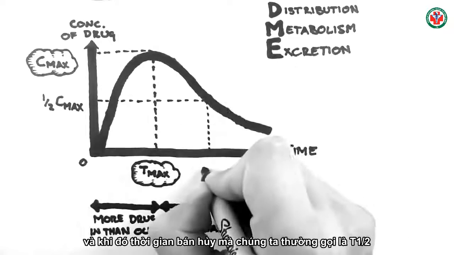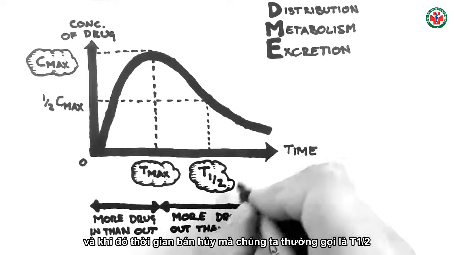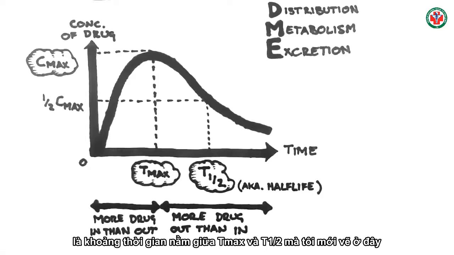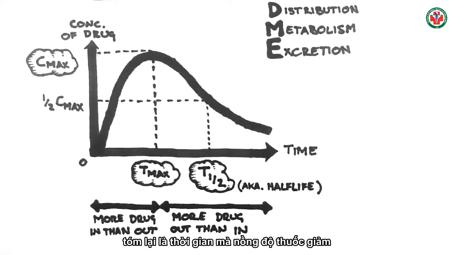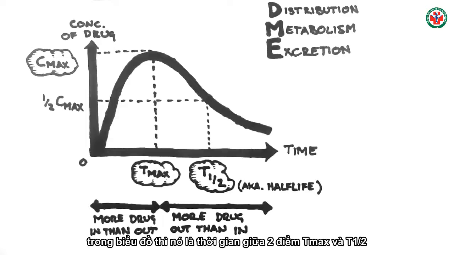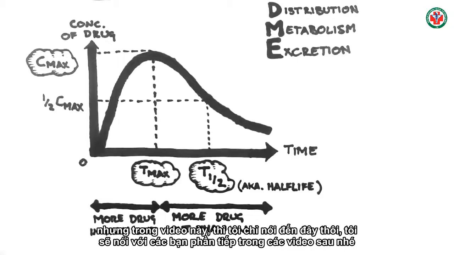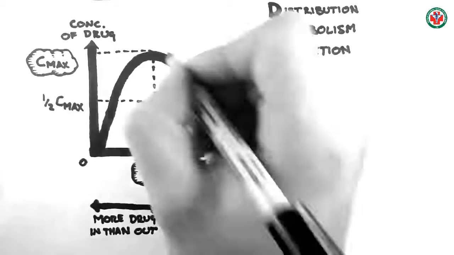And therefore, the half-life, which is often denoted T half, is the time between Tmax and where I've drawn T half here. So just to summarize, the time it has taken for the drug to drop from its maximum level to half of its maximum level is the half-life. On this graph, this is the time between Tmax and where I've drawn T half. There's a lot more to talk about with half-lives, including rate laws and orders of reactions, but that is beyond the scope of this video, so we'll talk about that in a later tutorial.